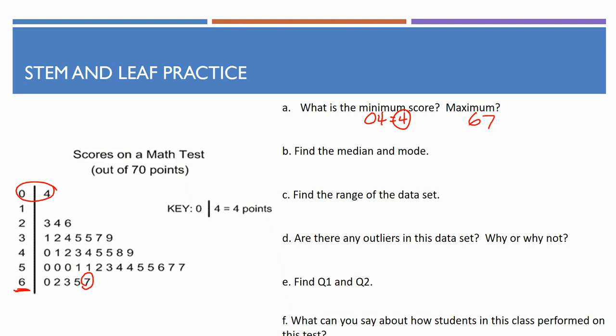So find the median and the mode, okay? So the median. Remember, to find the median, you line up your numbers in order and you cross off the highest and the lowest until you get to the center.